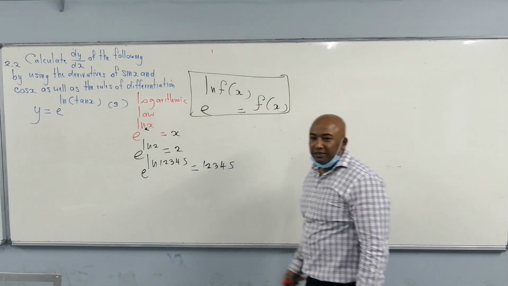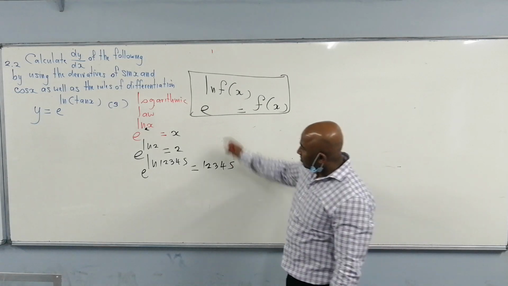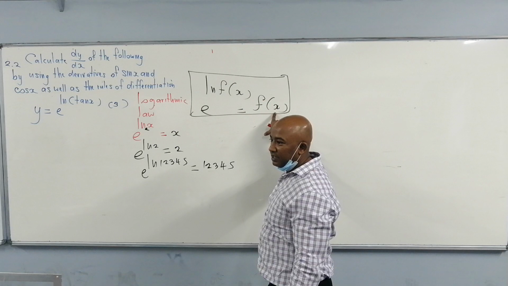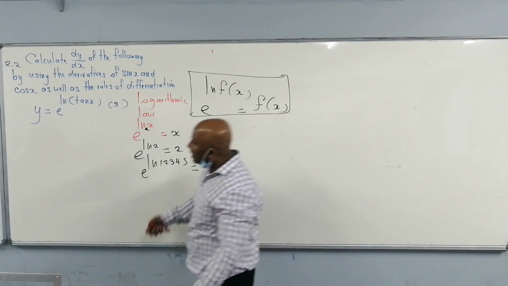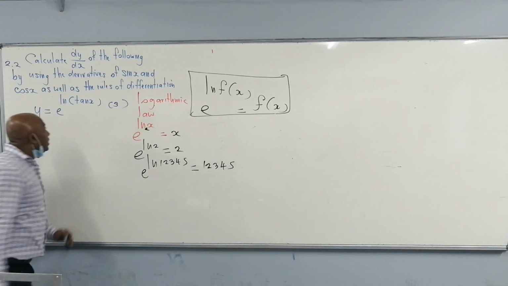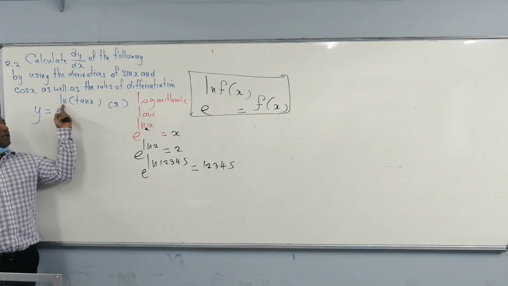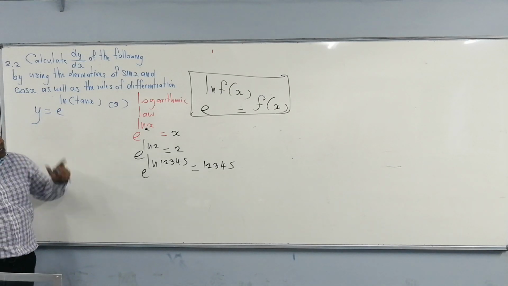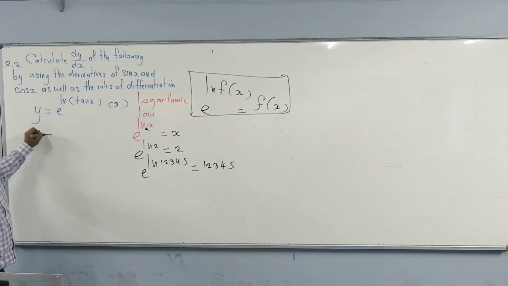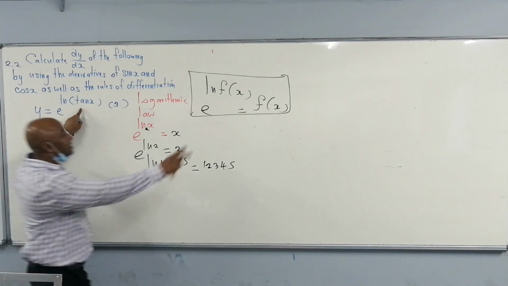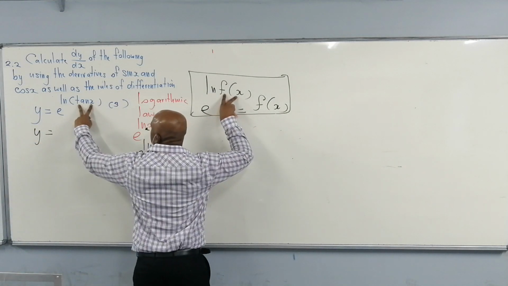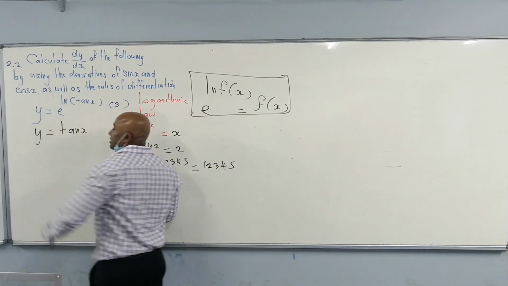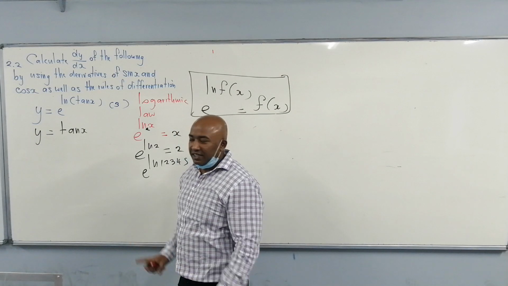That you need to know here. e to the power ln of whatever this is will equal the same thing. So in this case, we have e to the power ln of f of x. It's step number 1. We need to apply this rule. My f of x here is tan, so this is equal to just tan. Right, so that was the first thing.